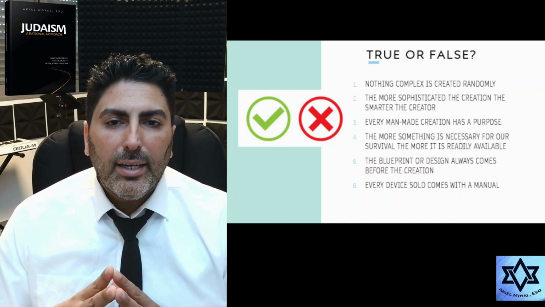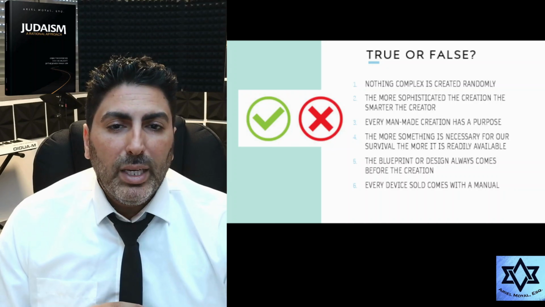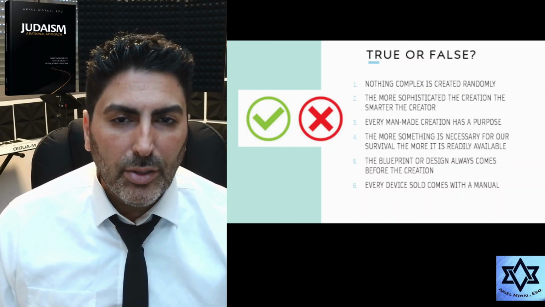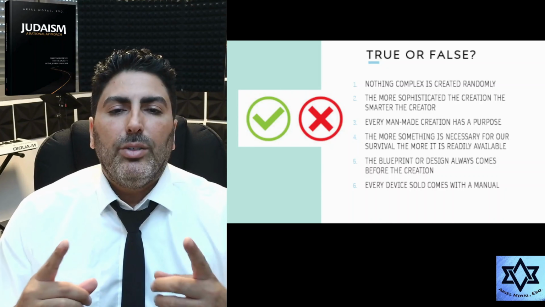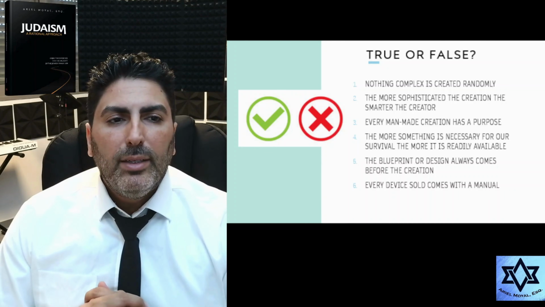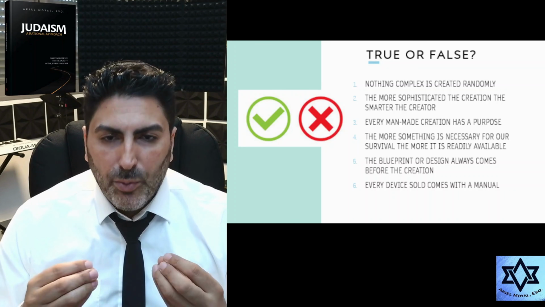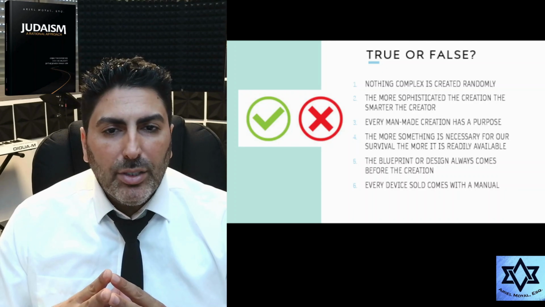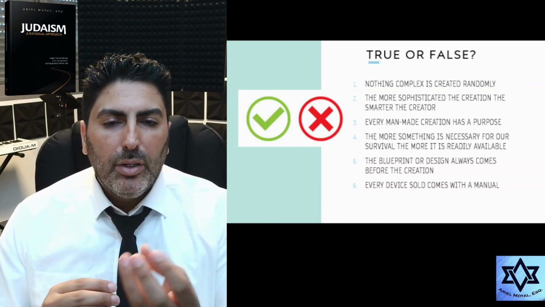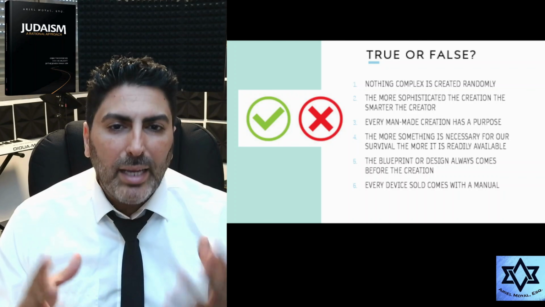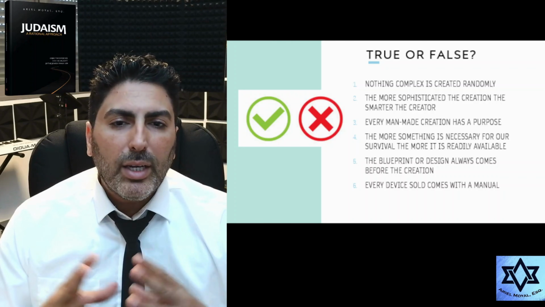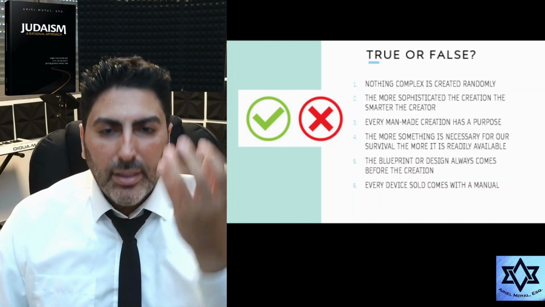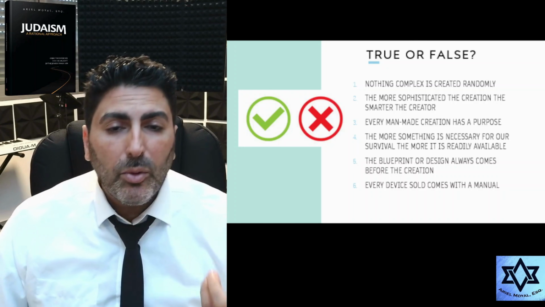And as a little exercise before we get into the next lectures, I'd like to go through a mental exercise of a few true or false questions to get us thinking in the right direction. So first question, true or false? Nothing complex is created randomly. When we look at the most basic of inventions of mankind, even a plastic cup, we see that there was an intelligence and design behind this cup. The idea that there was a hurricane or some type of accident and a plastic cup appeared is ludicrous to anybody that has a reasonable mind.